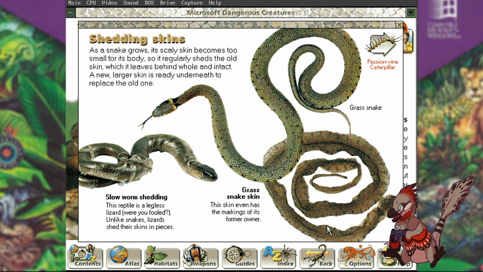Slow worm shedding. This reptile is a legless lizard. Were you fooled? And like snakes, lizards shed their skin in pieces.